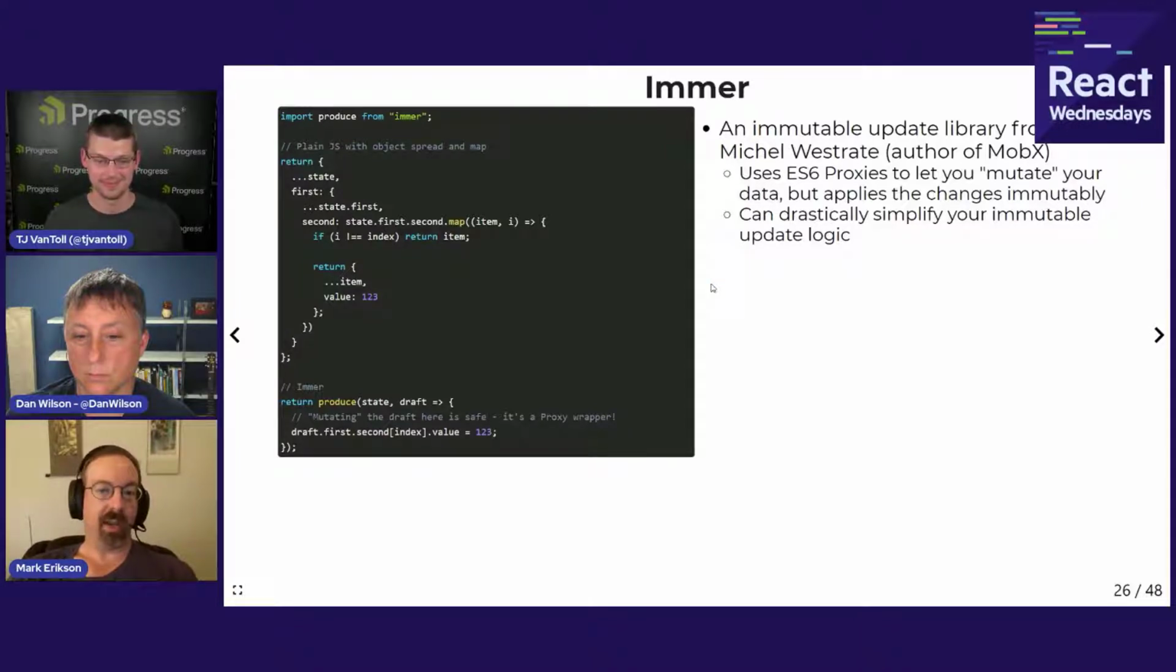So Michel Weststrate, the author of MobX, created a very powerful library called Immer. And Immer offers a single function called produce, and you pass in your original data as the first argument, and then you pass in a callback. And the callback receives a value that looks like your original data, but inside of the callback, it is safe to mutate that draft value because it's actually been wrapped in an ES6 proxy object.